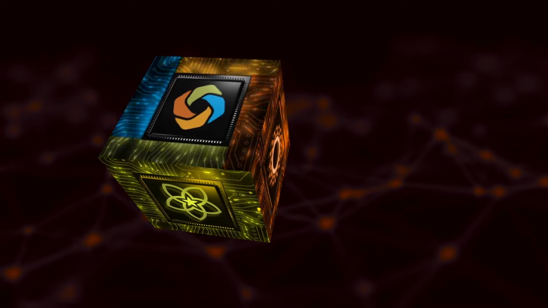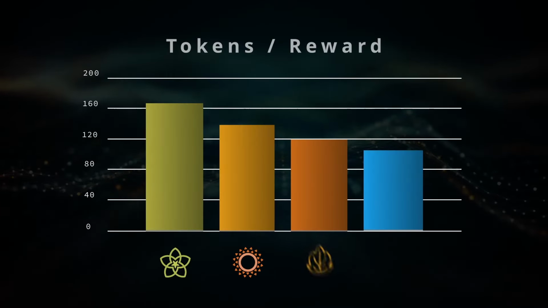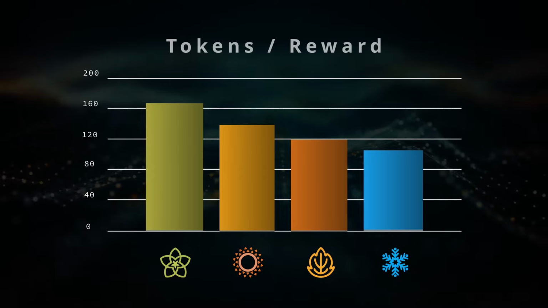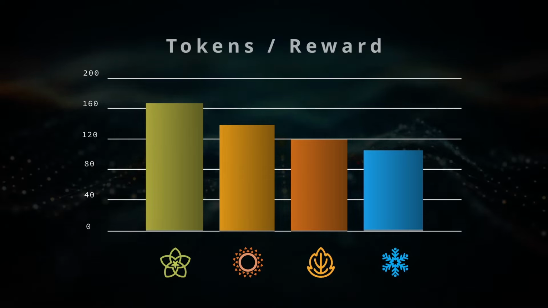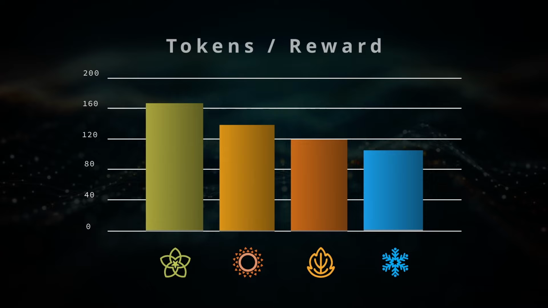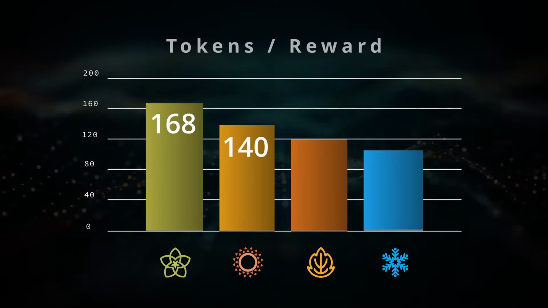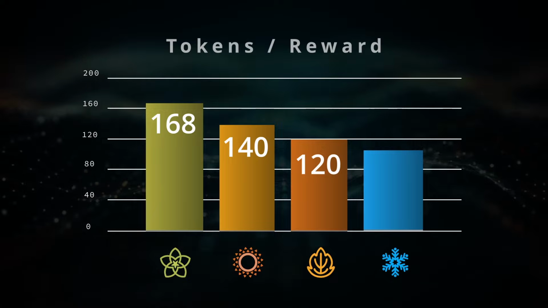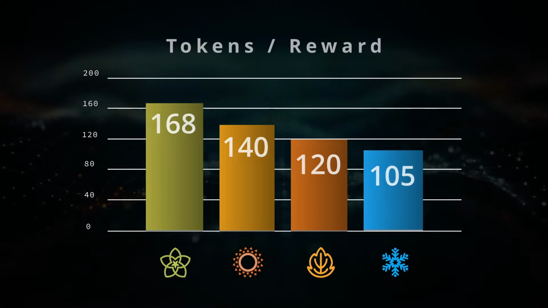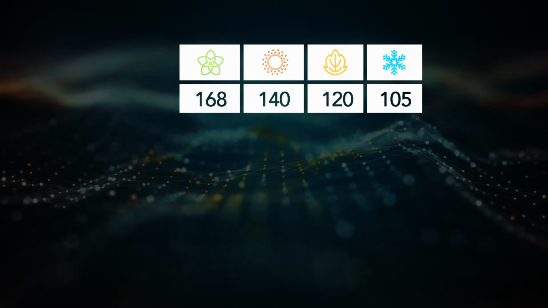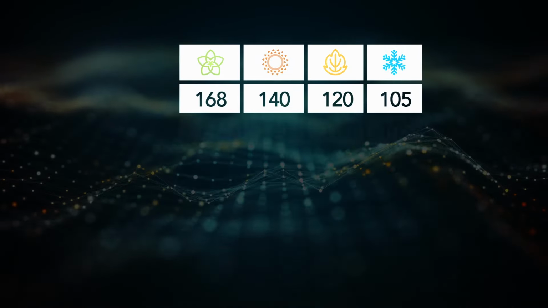But the number of tokens in each reward is different. During the first 9 months of the project, the number of spring, summer, autumn, and winter tokens per reward was 168, 140, 120, and 105, respectively. Every 9 months one of the tokens' rewards is cut in half.